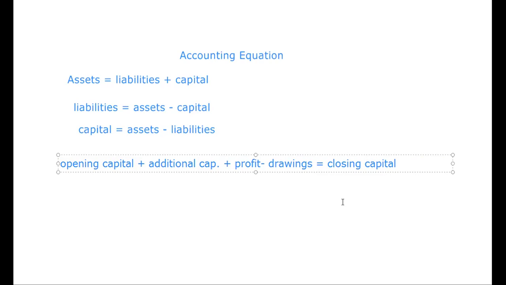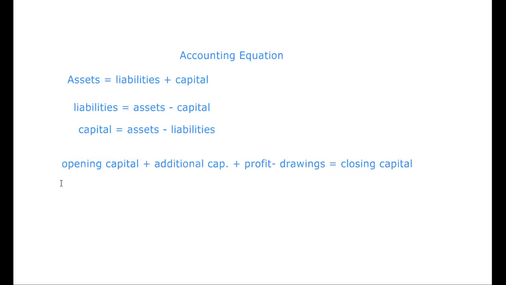So what will be the effect on the capital? Ultimately, it gives us the closing capital. By looking at this formula, you can easily derive another formula. Suppose you have to calculate the profit, then what happens in that case? The opening capital, additional capital, and drawings, if all these are given, they will be transferred to the other side, and the formula will become closing capital minus opening capital minus additional capital plus drawings. Suppose you want to calculate the drawings, the drawings will be transferred there, and closing capital will be transferred to this side.